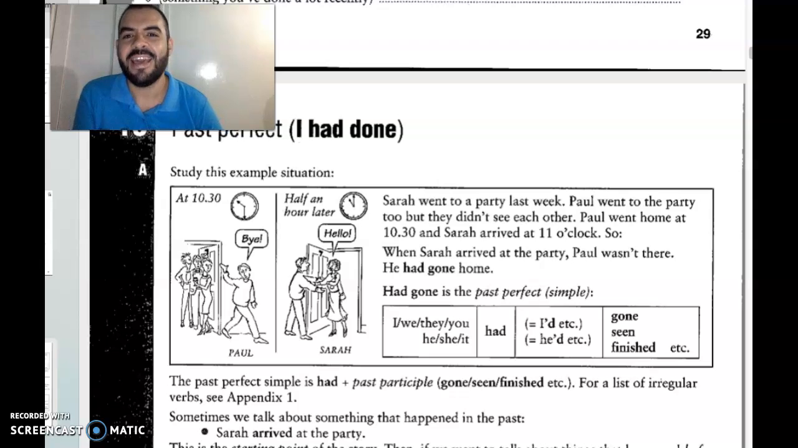Past perfect statements. Use the past perfect to describe an action that occurred before a specific time in the past. Specific time in the past, okay? Look at the timeline to see the order of the actions. So we have the timeline there. It says the meeting ended at 11. We arrived at 12.